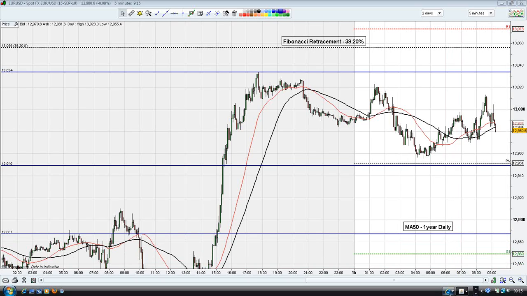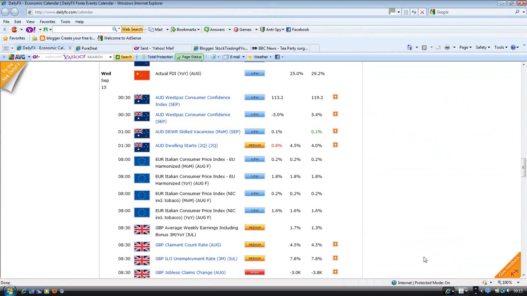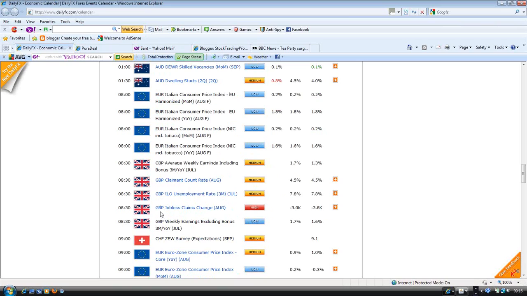As usual, we had a look when we started at the economic calendar, today being Wednesday the 15th of September, and we can see that the UK jobless claim change report is due out at 9:30. These are GMT times, that's 8:30 GMT time. So it's 9:30 UK time. So in about 15 minutes, the report is going to be released.